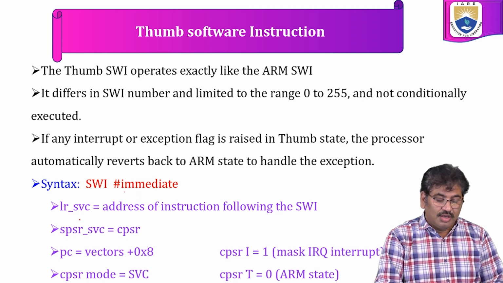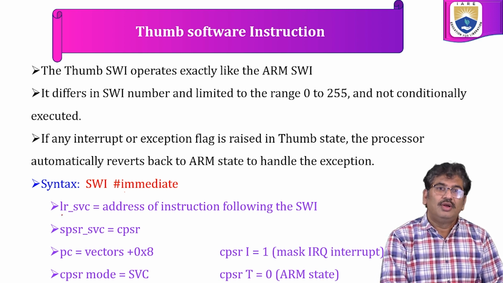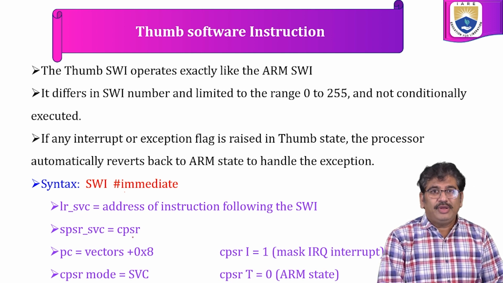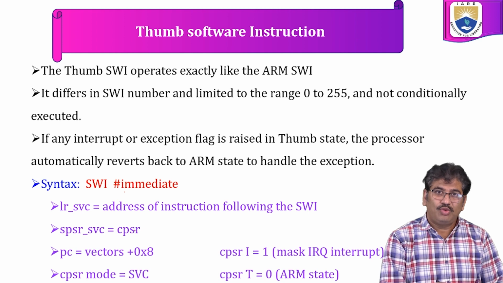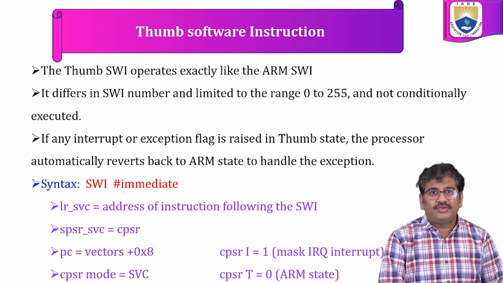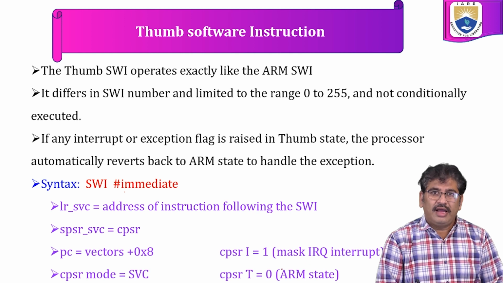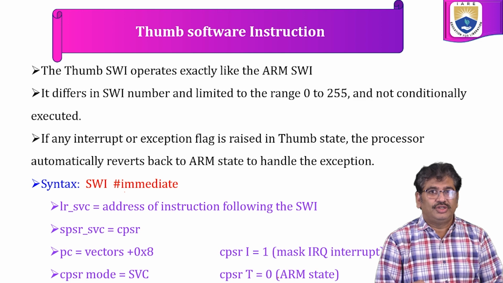where immediate gives the type of the interrupt. Here, this instruction will copy the address of the next instruction following SWI into the link register in supervisory mode, that is LR_SVC. The CPSR, current program status register, will be copied into the saved program status register in supervisory mode. The program counter will be loaded with the vector address plus default offset value 8, and the mode of operation in CPSR will be changed to SVC. As it is an IRQ interrupt, the I bit in CPSR will be set to 1. For ARM state, the Thumb bit will be equivalent to 0.